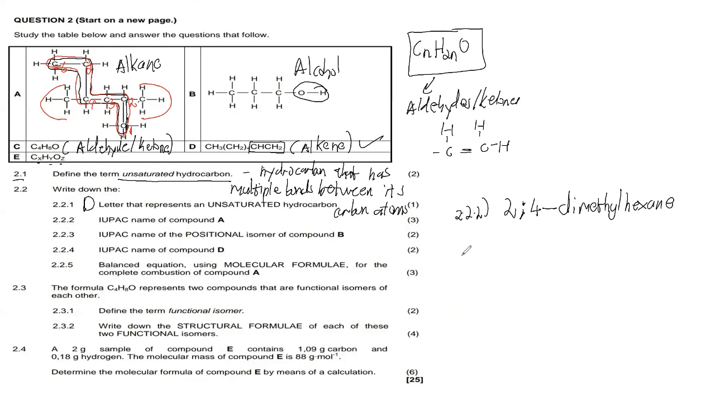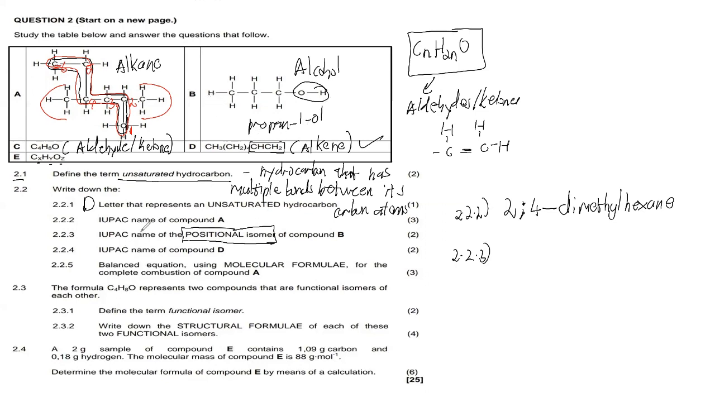Right. And then coming to 2.2.3, it says give the IUPAC name of the positional isomer of compound B. Remember, what is a positional isomer? We say these are compounds with the same molecular formula but different positions of the functional group. Now we have compound B here, and the name will be propan-1-ol. This is the name of compound B.